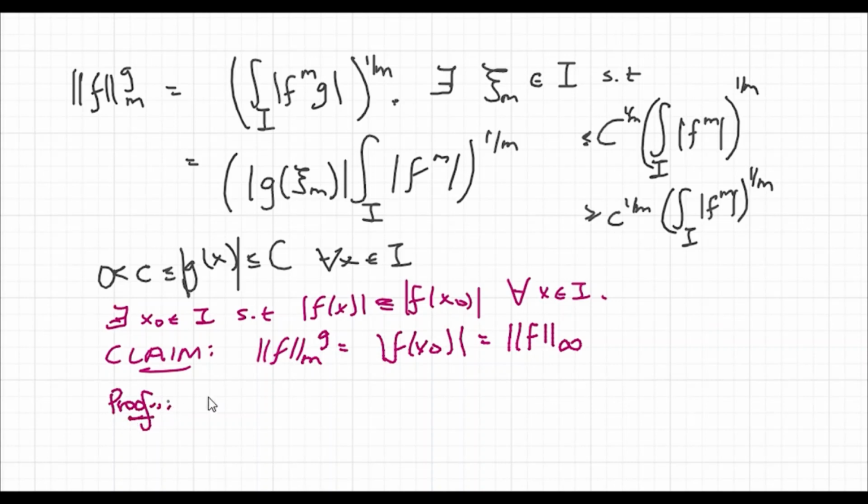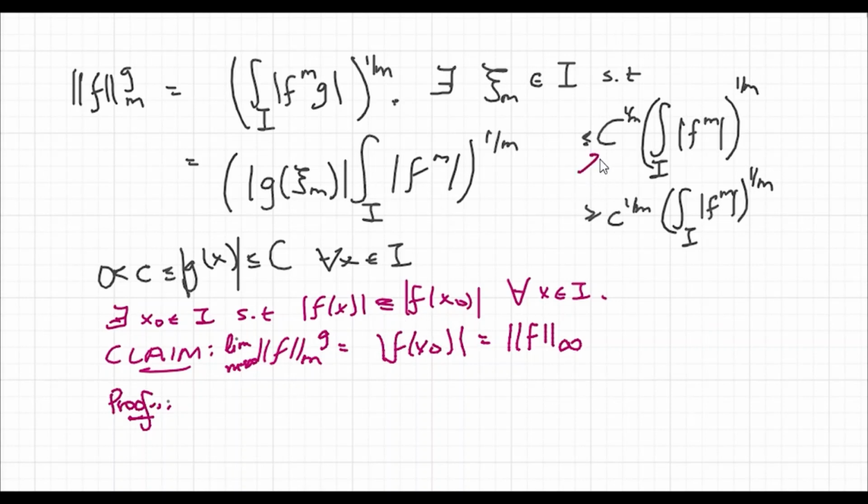Let's firstly prove that this thing here, or what I should say is the limit here, that's my claim. So what I'm going to firstly do is prove that this is always less than or equal to the sup norm. So it's always less than or equal to |f(x0)|. And this is actually pretty straightforward.